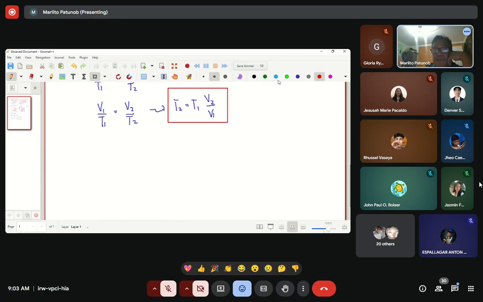And letter C, we have the work non-flow.